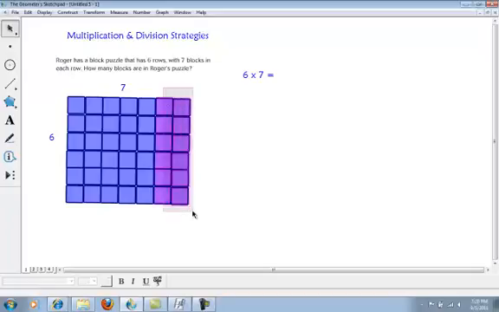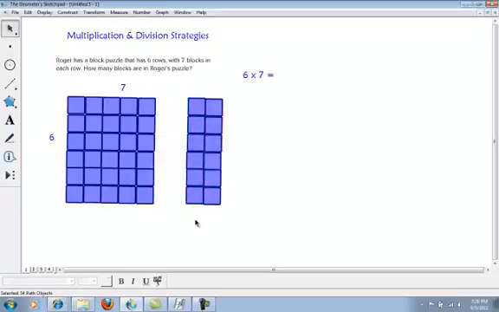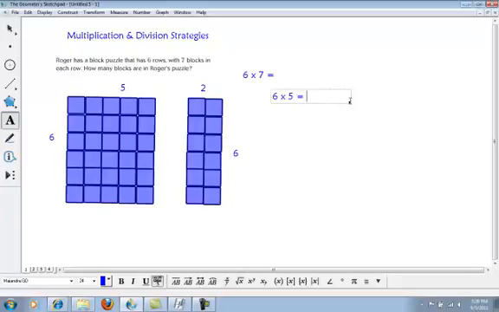What if I took my array that I have here and I split it into 2 arrays? So now instead of being 6 by 7, it's now a 6 by 5 array, and I have a 6 by 2 array. Now I know my 5s very easily, so I know here that 6 times 5 is 30. 5, 10, 15, 20, 25, 30. I also know my 2s. 6 times 2 is 12.